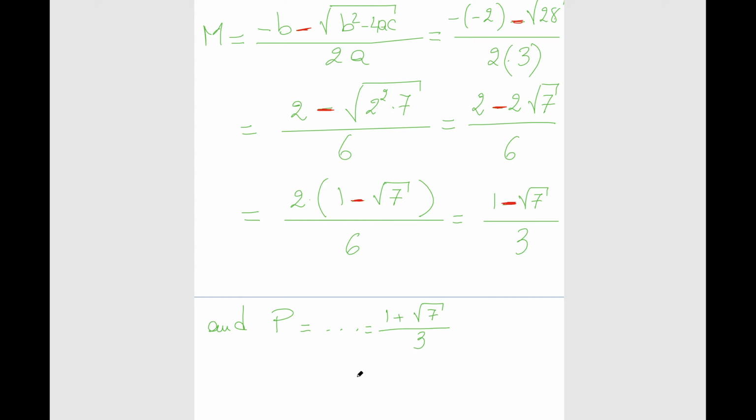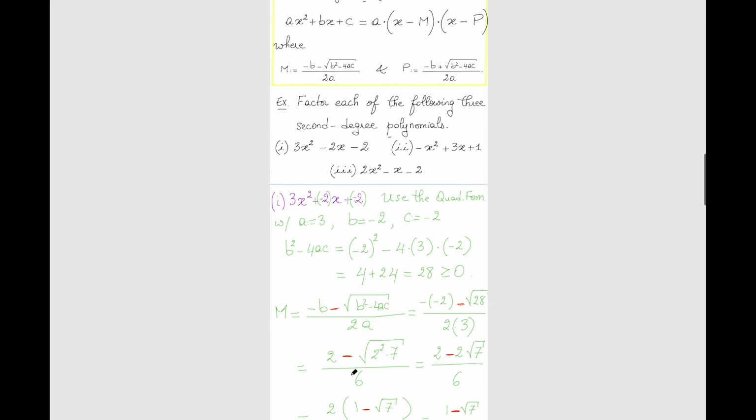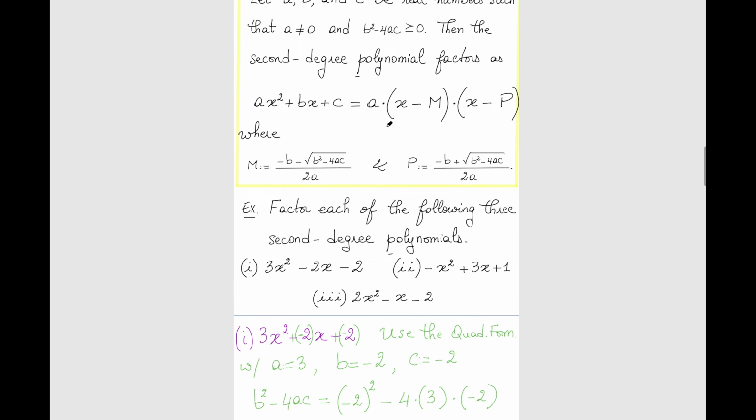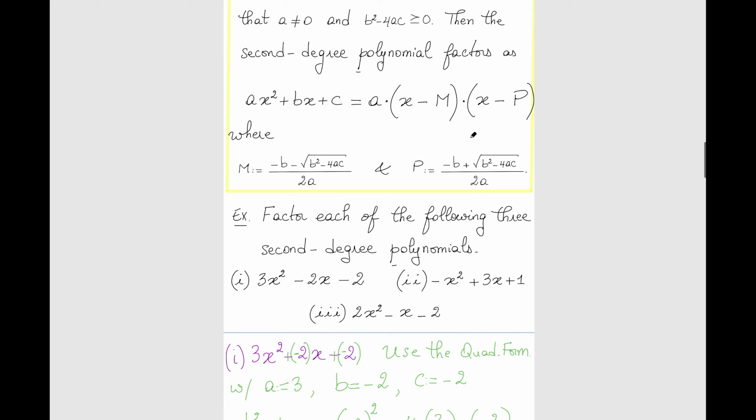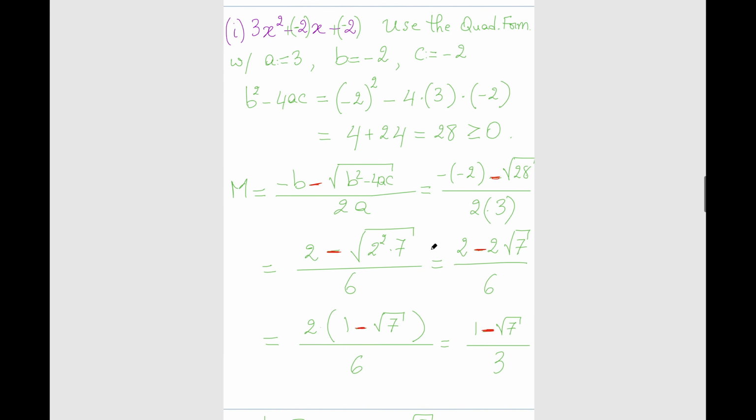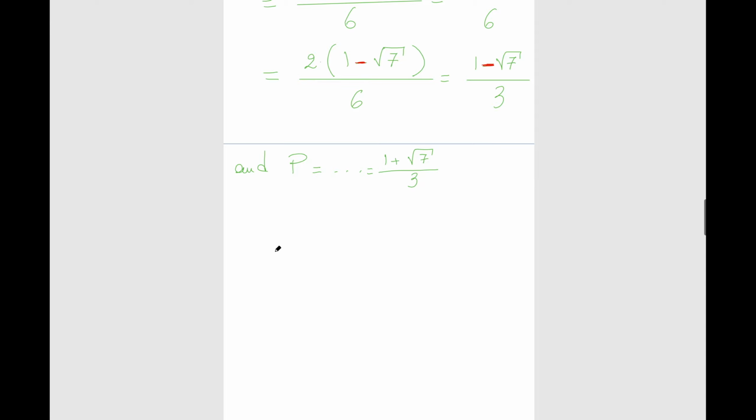Okay. All right, so I found all the ingredients in the factored form. So now I can just simply write a times the quantity x minus m times the quantity x minus p. So it follows that.